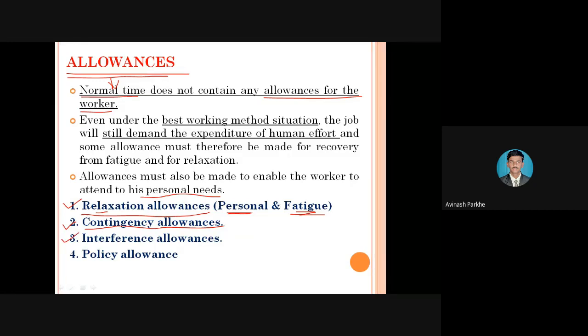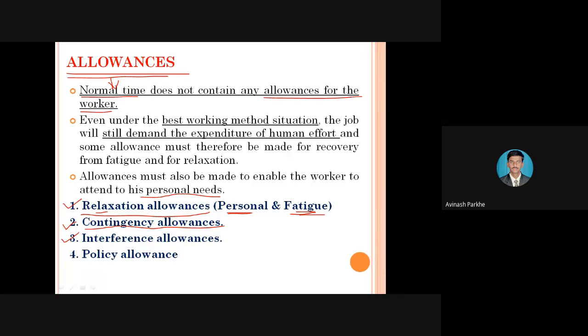So what is meant by the interference allowance? Sometimes the operator has to move from one location to another. Why? Because one person is handling more than one machine simultaneously. If one person is handling 2-3 machines, that operator has to travel some distance from one machine to the second, and from the second to the third. So the movement of that operator takes place in a number of directions, and the separate time is assigned to that operator for travelling from one location to another.